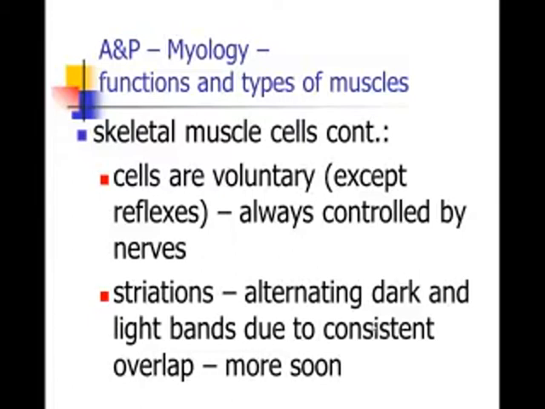The striations are going to be alternating dark and light bands, and the reason this occurs is because there are proteins within the cell that are either thick or thin, and they are arranged in a consistent way, with a consistent degree of overlap, so that we'll see how those striations actually occur.